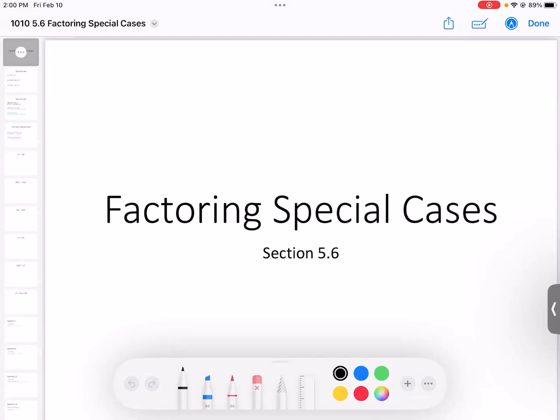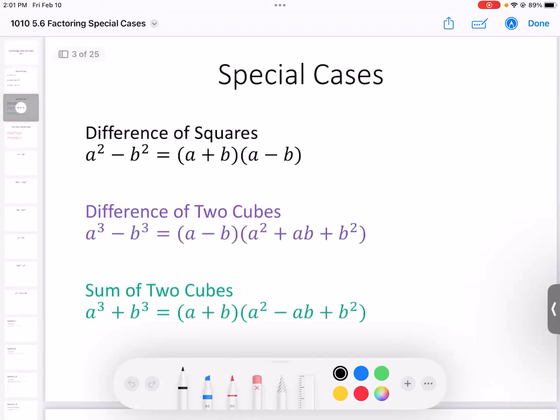So our lesson today is about factoring special cases. This is extending what we've learned already about factoring. We're basically going to look at three unique situations where you can use a formula to do the factoring for you. So let me give you those three formulas right now, and then we'll look at where they come from.